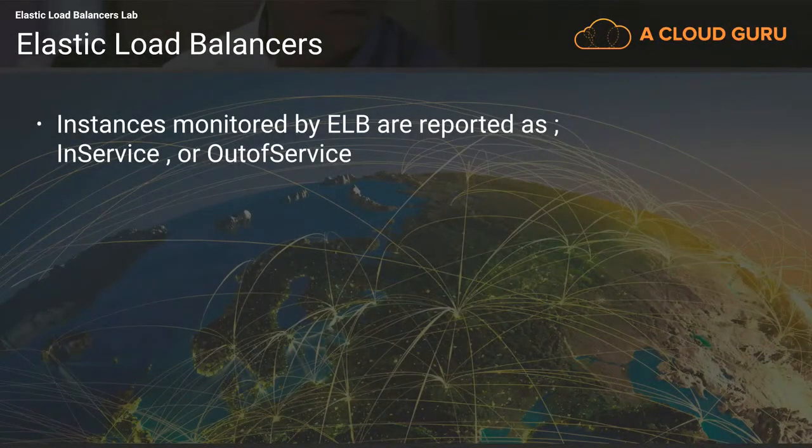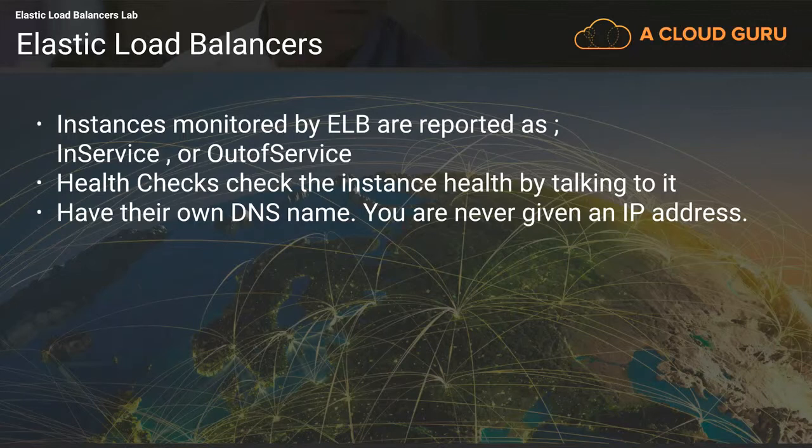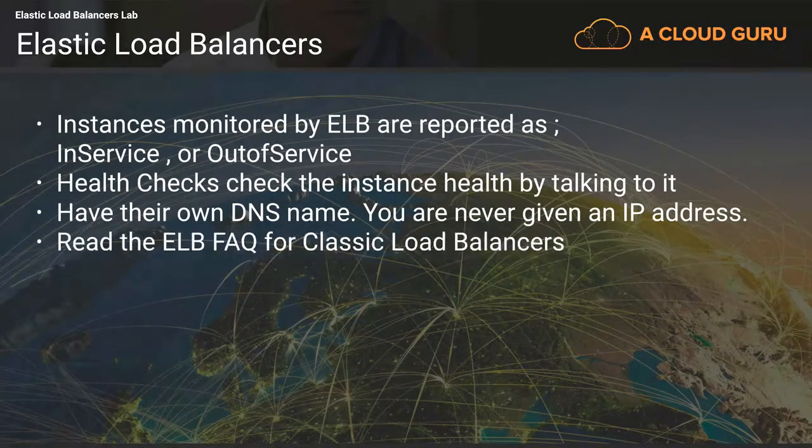We also learned that instances monitored by ELB are reported as 2 different types. So we've got in service or out of service. Your health checks just check the instance's health by talking to it. All load balancers have their own DNS name. You are never given an IPv4 address or an IP address even for any load balancers. So Amazon do all the management of the DNS for us. And then just go ahead and read the Elastic Load Balancer FAQ for classic load balancers. It really is worth a read because you are going to get tested on it in the exam.